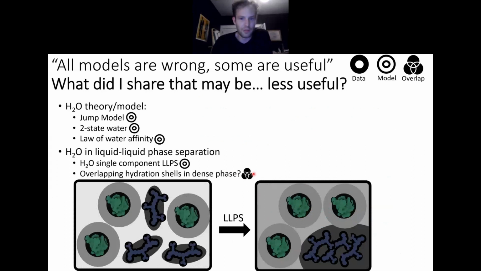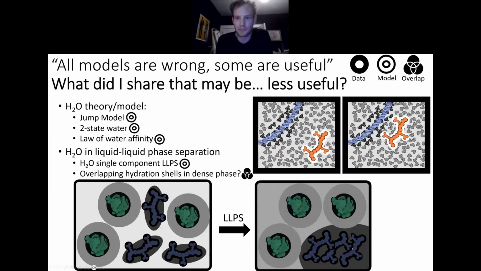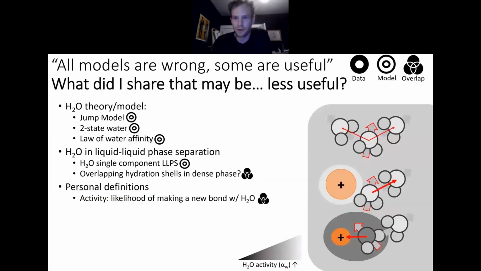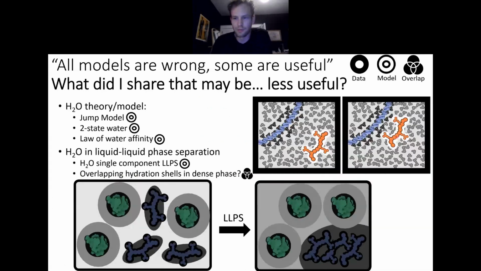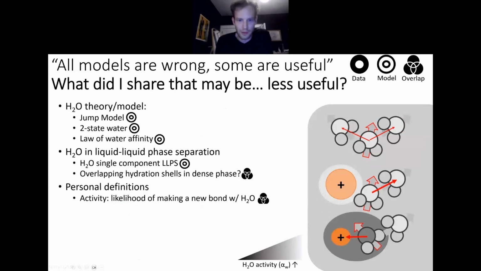Then one thing I throw out, and this is mine, is that when we see liquid-liquid phase separation or granules form, this is kind of causing overlapping hydration shells in the dense phase. So these things go from not touching each other to now their hydration shells have to interact with each other. And that's kind of like Collins' law of water affinity, where now you're under water activity or osmotic stress conditions where you're forcing this interaction and overlap. And so then I have these personal definitions where activity is the likelihood of making a new bond with water, that I made up, but I think serves as a useful tool.